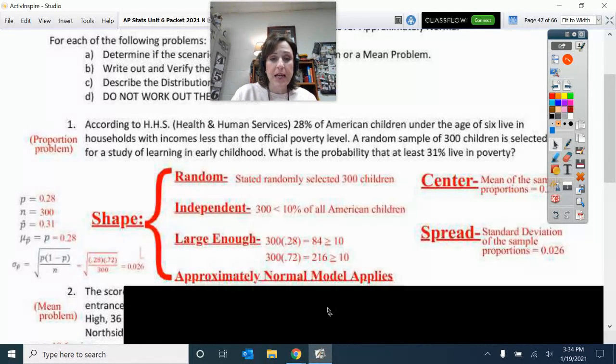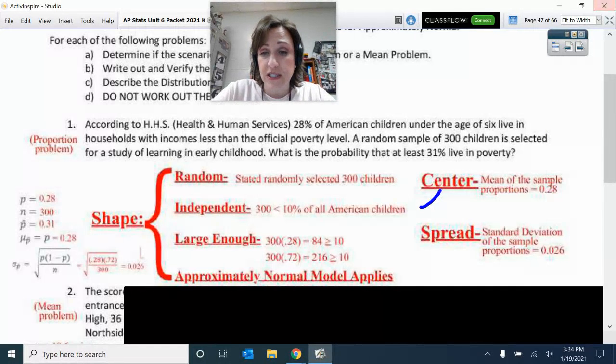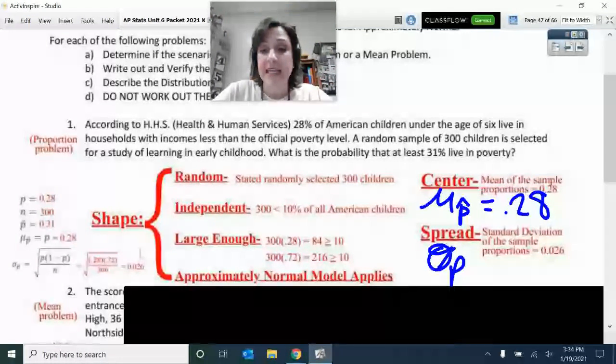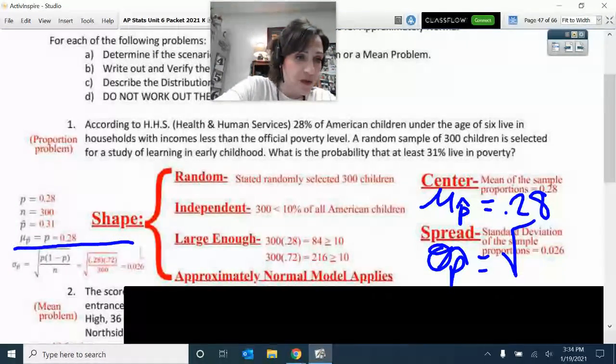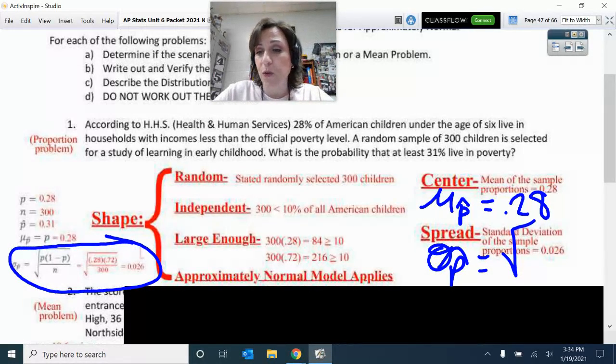So there's our shape, now our center. Really what you could just do is put that mu of p hats equals 0.28. You didn't even have to write out what I put in words. You could just say the mu of your p hats equals 0.28. And the spread, the standard deviation of the p hats, and then show the computing, the square root, which shows this part here equals 0.26.